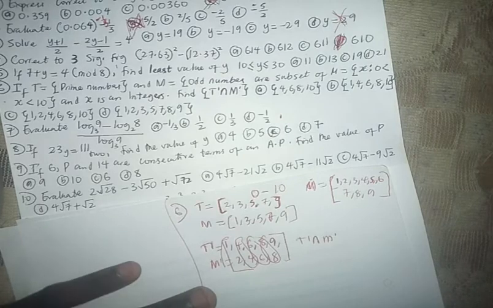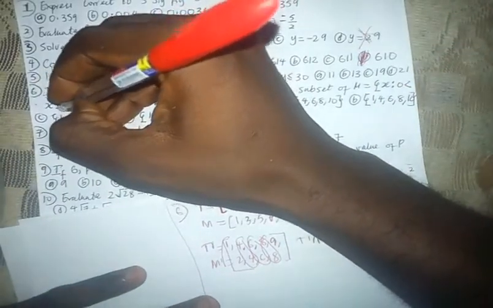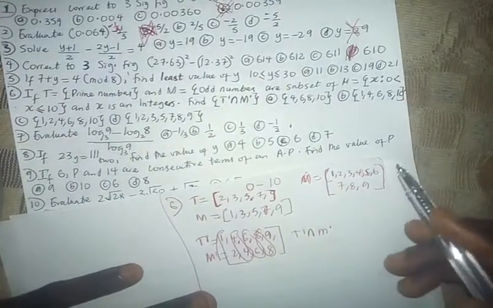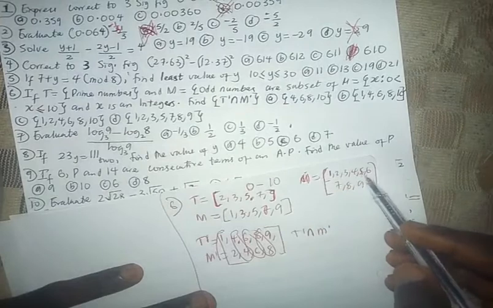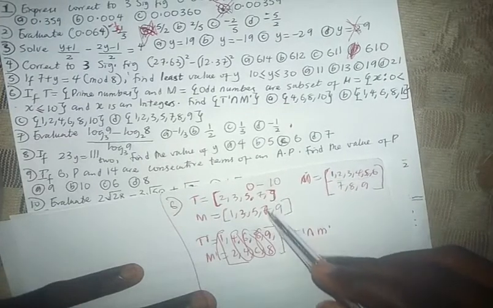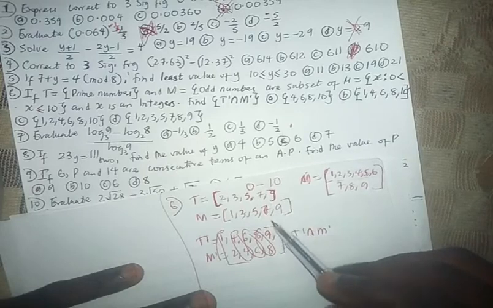This is less than or equal to 10. Just check it now. If it is less than or equal to 10, we can still have 10 also. So we can have 10, but 10 is not a prime number.